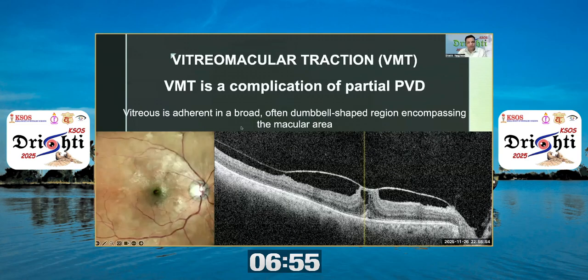So what is vitreomacular traction? That is a complication of a partial PVD. The partial PVD is the cause of why this VMT happens. Here the vitreous is adherent in a broad dumbbell-shaped region encompassing the macular area. As you can see on this scan, the posterior hyaloid is detached in the perimacular region, but right at the fovea, it is causing an anterior posterior traction leading to a shallow cystoid space as well as a subfoveal detachment.